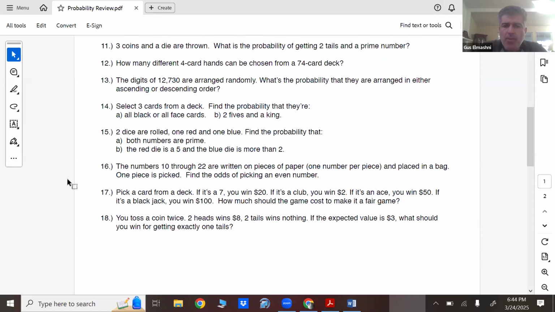How many 4-card hands can be chosen from a 74-card deck? Well, 74C4, I think. That's all you have to do for that one. So that's 1,150,626.